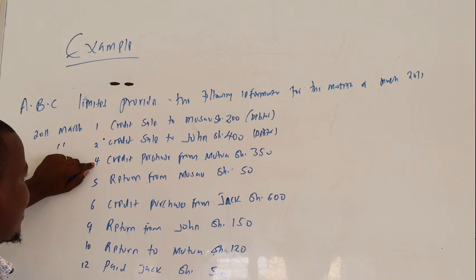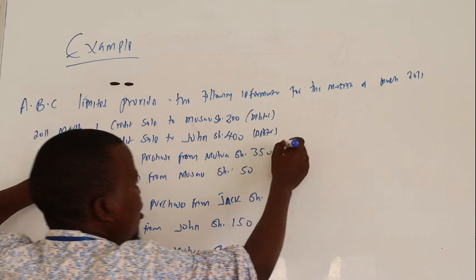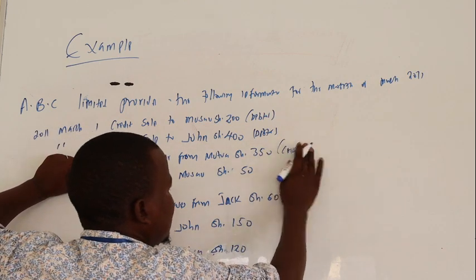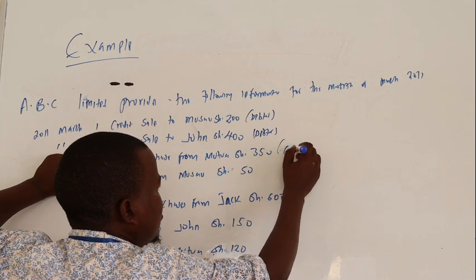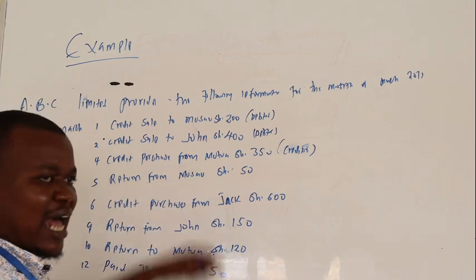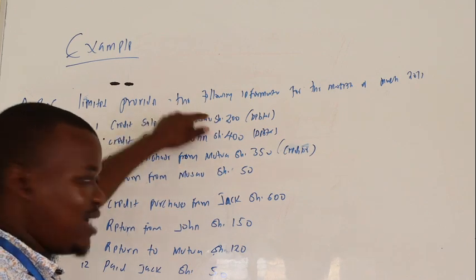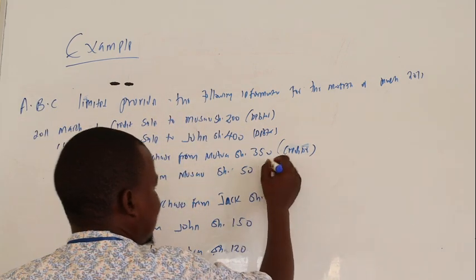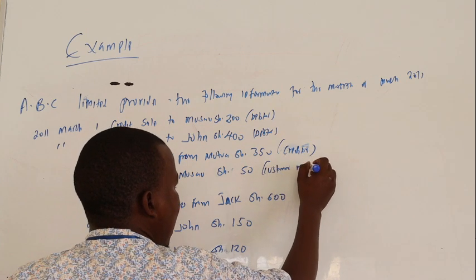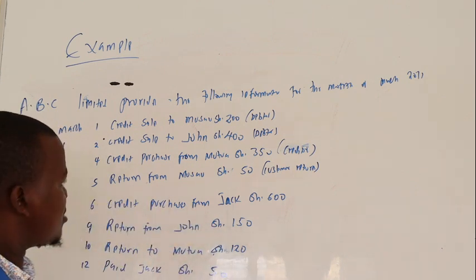Also, there was a credit purchase. We have purchased from Mutua, so this is a credit purchase. Mutua is a supplier, a creditor. Then there was a return from Musau. This is a customer return, because Musau is a customer we had sold to earlier, and he has returned.